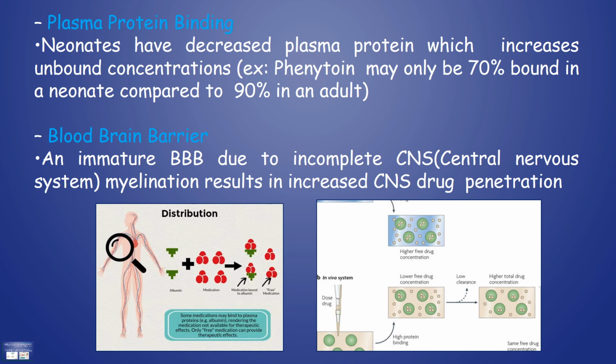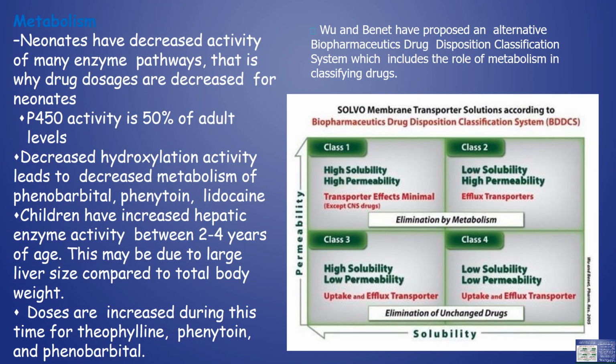The newborn's liver extracts less medicine from the bloodstream and to a lesser extent retains it in its cells. The lack of enzymes and hormonal systems in a child affects the biotransformation of drugs. There is a decrease in the degree of binding of drug substances to plasma proteins, which leads to an increase in the concentration in the blood, organs, and tissues. Neonates have decreased activity of many enzyme pathways, which is why drug dosages are decreased for neonates.